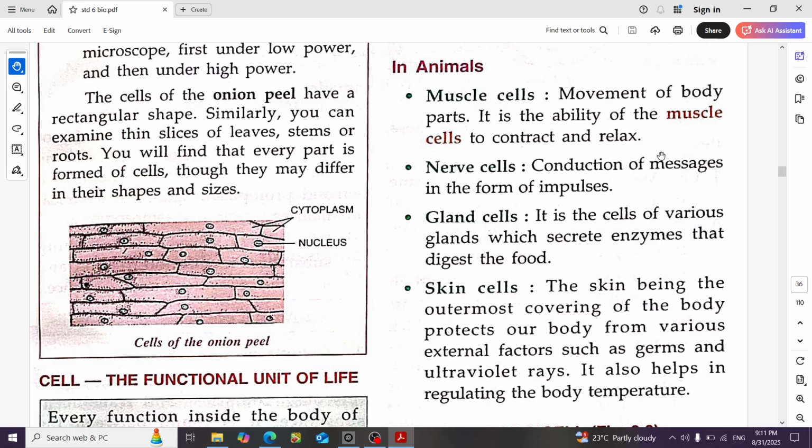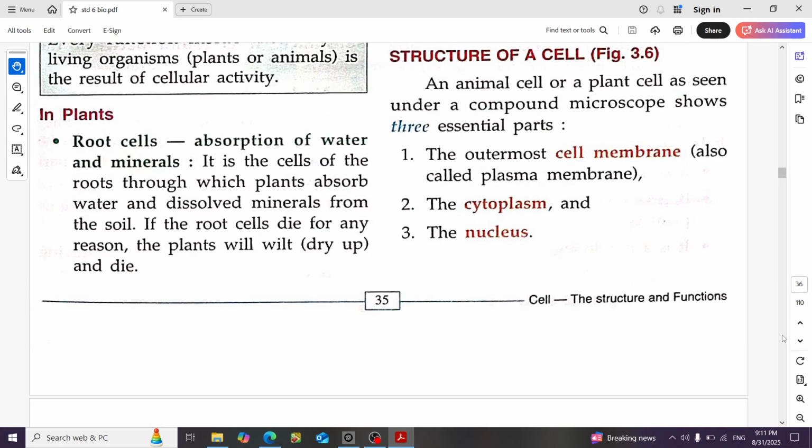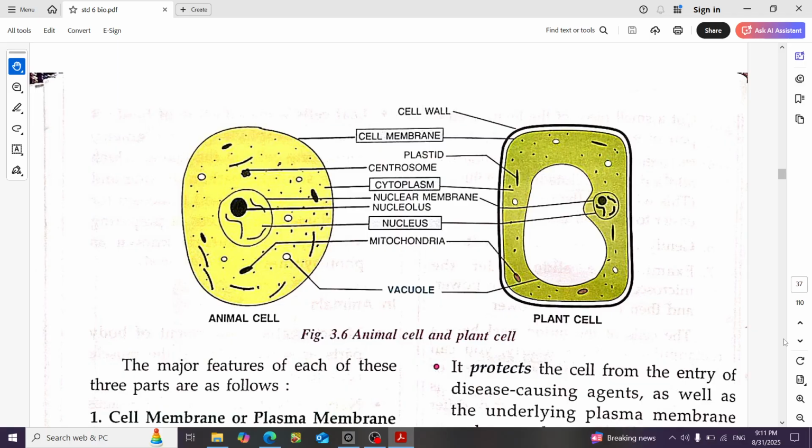Then gland cells. It is a cell of various glands which secrete enzymes that digest the food. Skin cells. The skin, being the outermost covering of the body, protects us from external factors. Now, structure of a cell, there are different parts. Three important are there: cell membrane, cytoplasm, and nucleus.